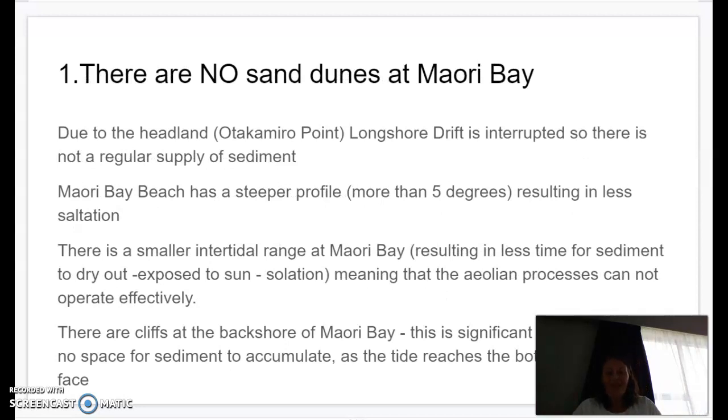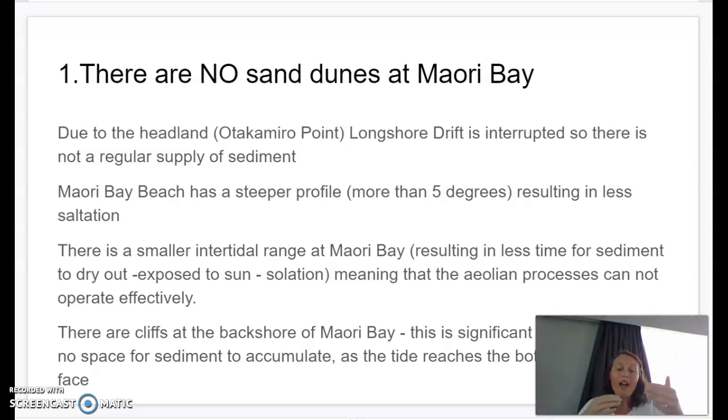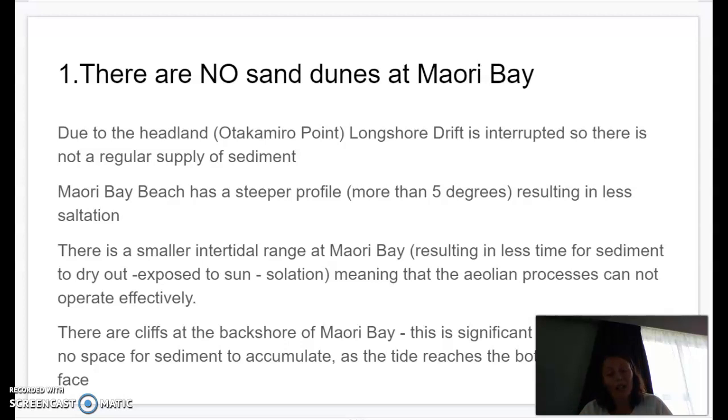Right, so let's start. First things first, there are no sand dunes at Mouldy Bay, and this is due to the cliffs at the back of the beach, and longshore drift is really disrupted in this area because of the headland. So we don't have as much sediment being deposited on the beach, and because of the cliffs at the back of the beach, there's less erosion. So the beach itself doesn't have that huge intertidal zone that we're going to see up at Muriwai Beach. So the sediment can't dry as much, and when it doesn't dry, it can't be lifted into the air through our aeolian processes.